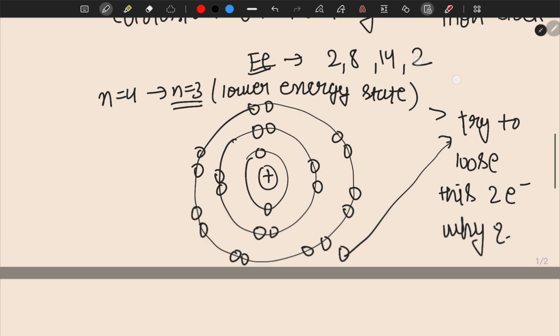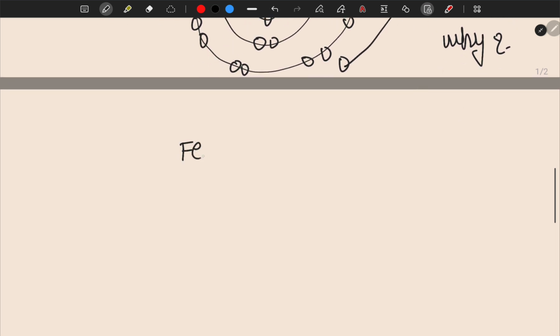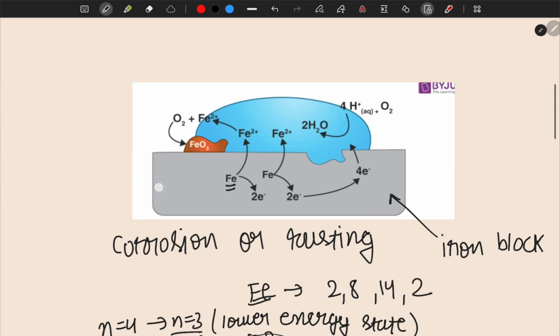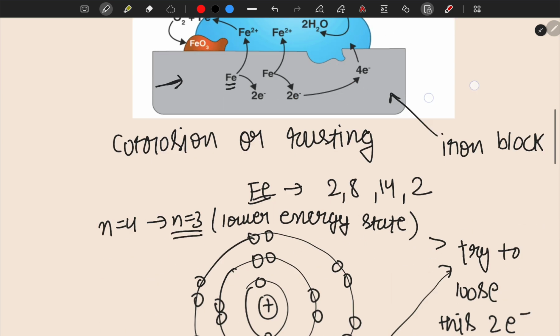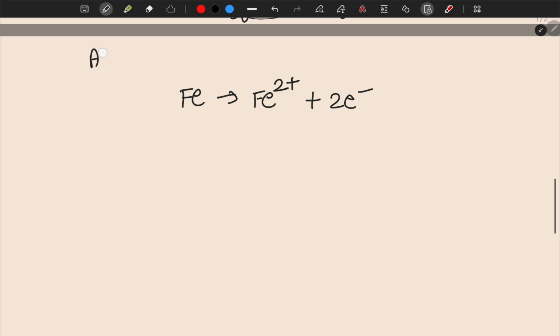Fe is losing electrons. So how does it lose the electrons? Fe loses the electrons like this. If it is losing 2 electrons, it will be 2 plus, because as we lose electrons the element becomes positive, and this reaction is happening here. So that's why we call it the anode. Why do we call it anode? Because anywhere electron loss is happening, the traditional name for that is anode. So anything that will be losing electrons will be called anode.